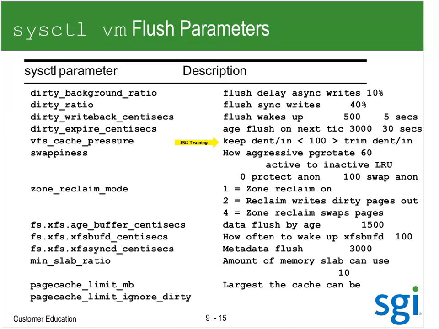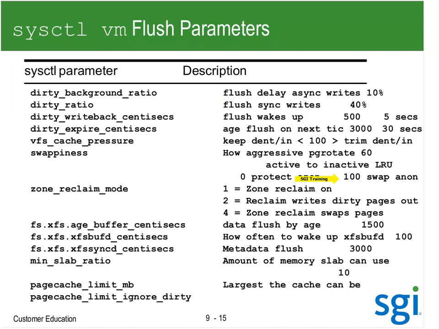BFS cache pressure we've talked about. If it's less than 100, we're going to protect the slab. If it's greater than 100, we're going to protect the cache. And swappiness we've talked about has a default of 0. If it's 0, we're protecting anon. If it's 100, we're swapping anon and protecting the cache.